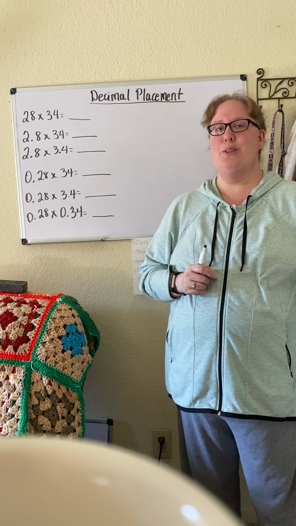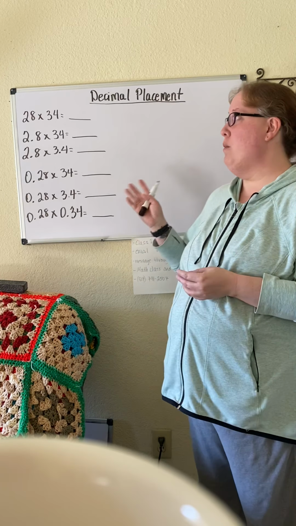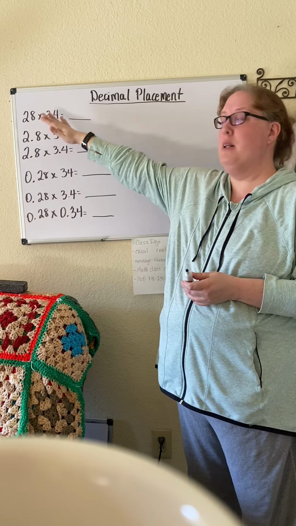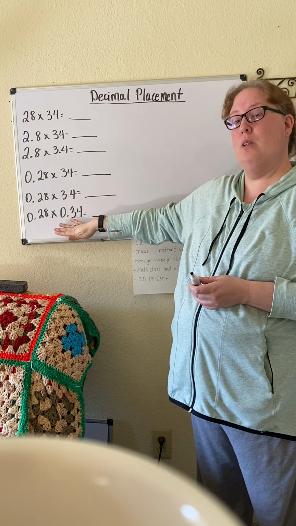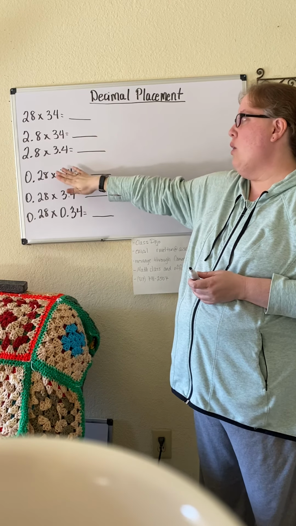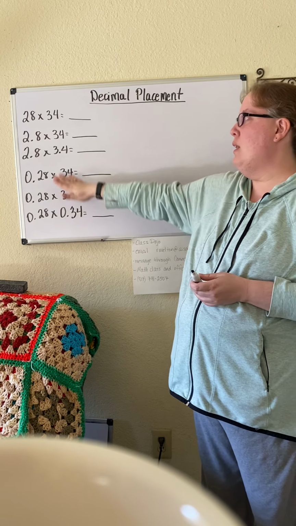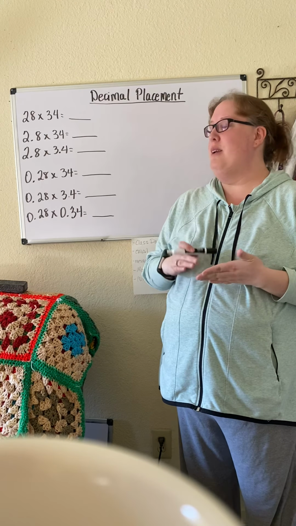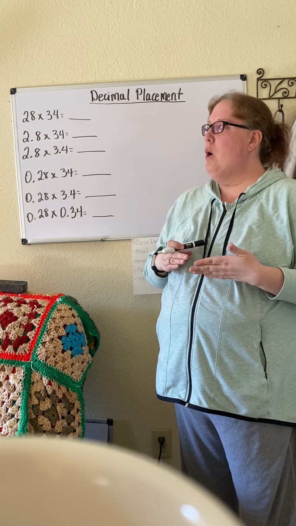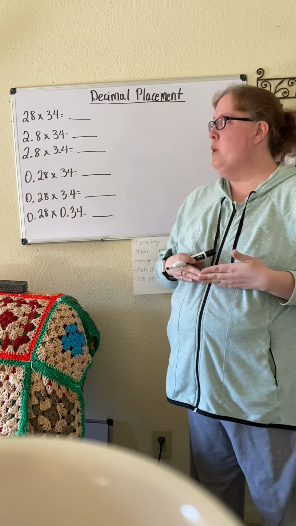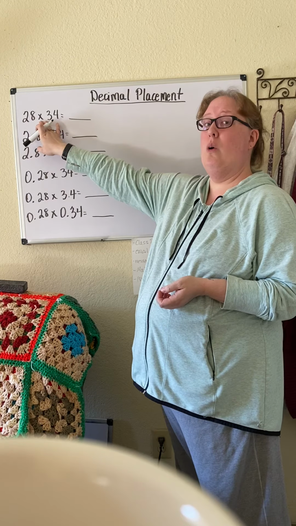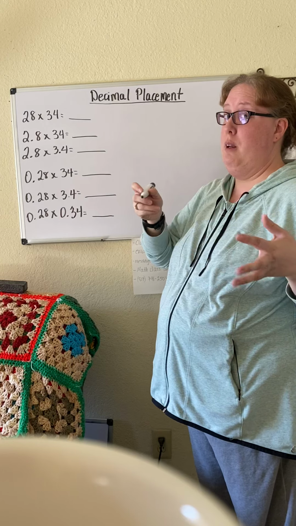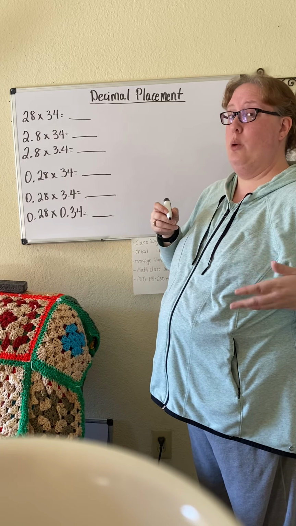So probably the easiest way to show you this is to take one problem and show you, after we find this product, how to place the decimals, okay? So notice that in all of these problems, they all have 28 and 34. Okay, 2, 8, 3, 4. So what I first need to do is to actually do the whole numbers, the 28 times 34. I can do that with any method. I'm going to use the standard algorithm because that's the quickest and most efficient.